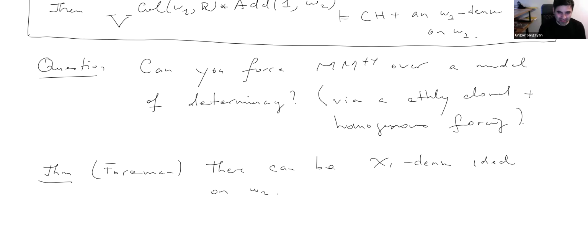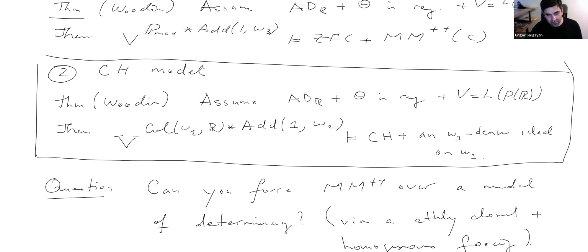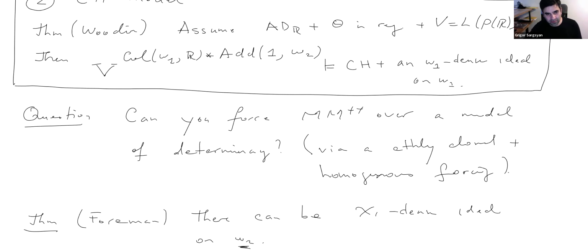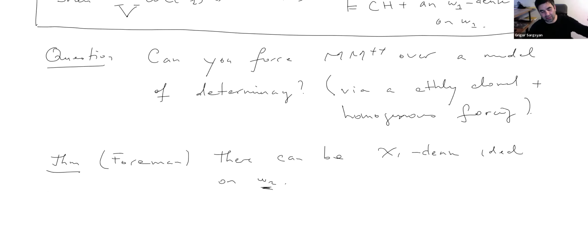Okay, my part was whether we can do this. See, here's omega-2, yeah? In Woodin's case, it's omega-1, so Foreman gets it on a higher cardinal, yeah? The question is if we can get this kind of ideals on bigger cardinals.